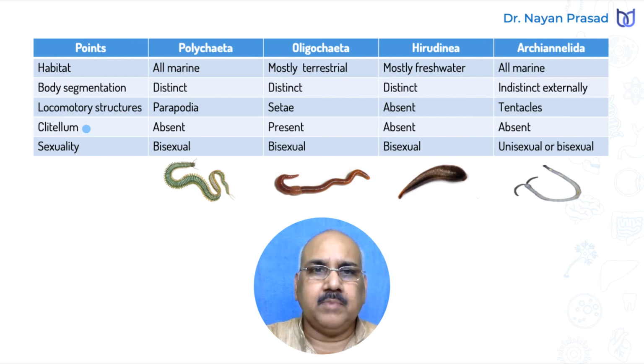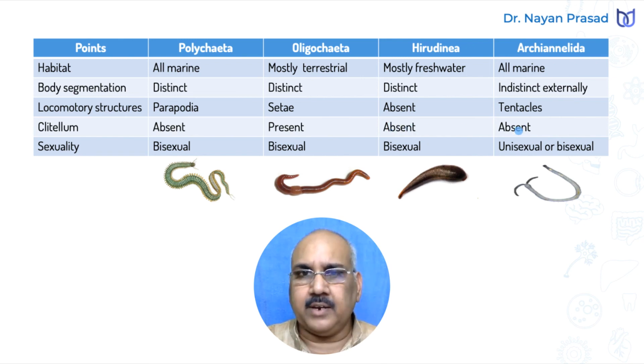About clitellum, the glandular structure. Clitellum is absent in Polychaetes, present in Oligochaetes, absent in Hirudinea, absent in Archiannelida. So clitellum is only present in Oligochaeta. And about sexuality, members are mostly bisexual. In all three groups, Polychaeta, Oligochaeta and Hirudinea, individuals are bisexual. However, Archiannelida includes both unisexual and bisexual individuals.